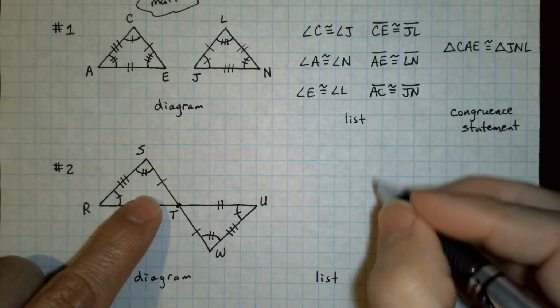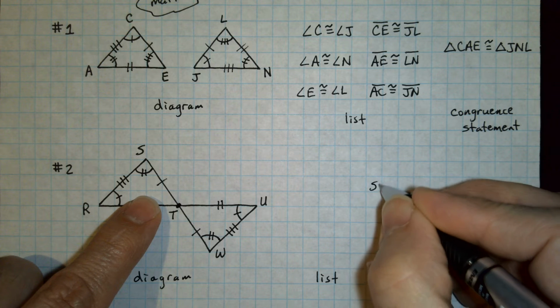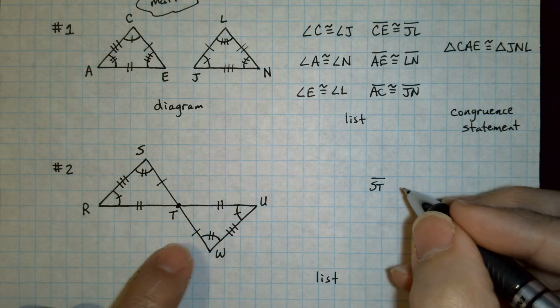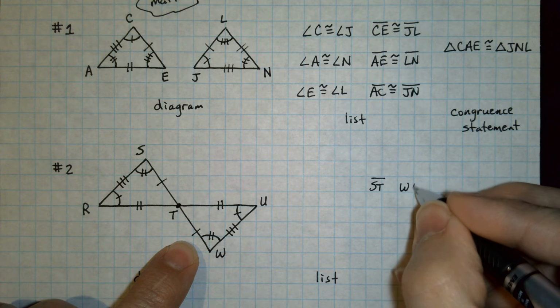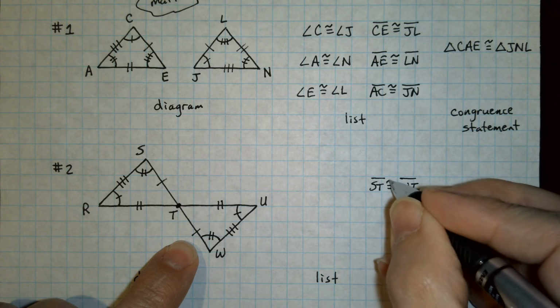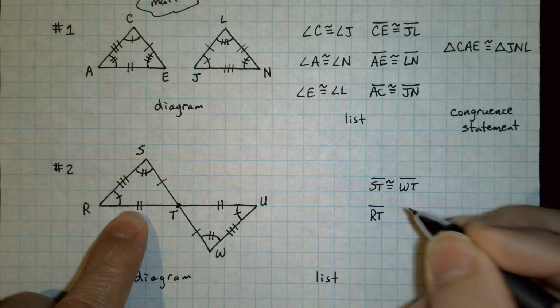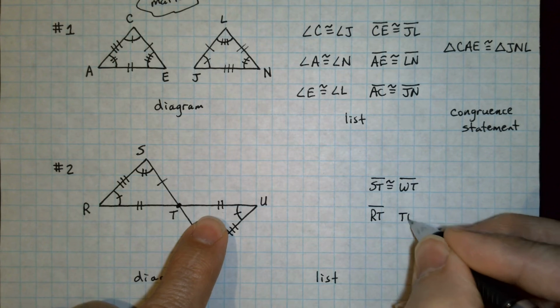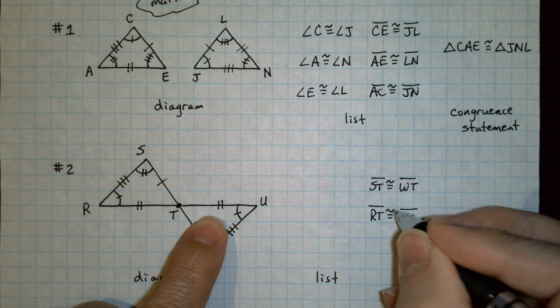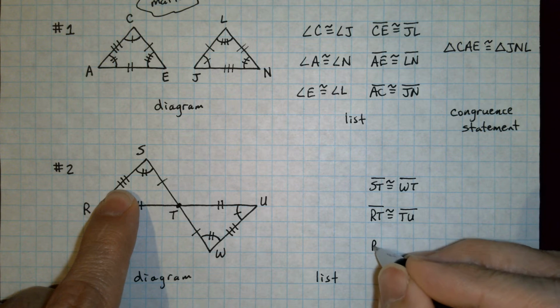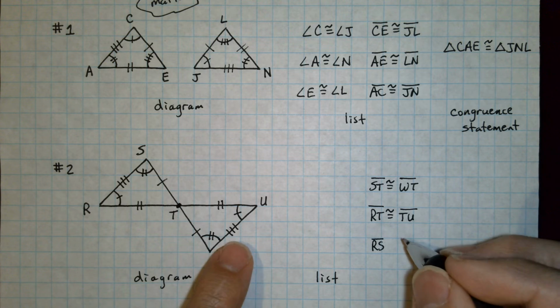We have ST and WT. We have RT and TU. And we have RS and WU.